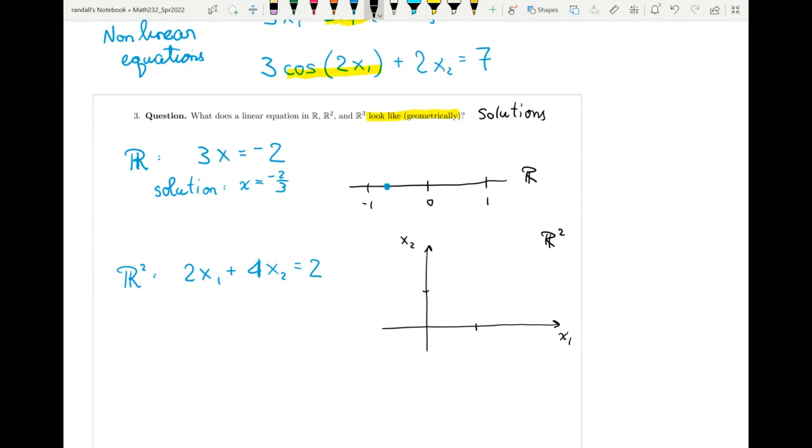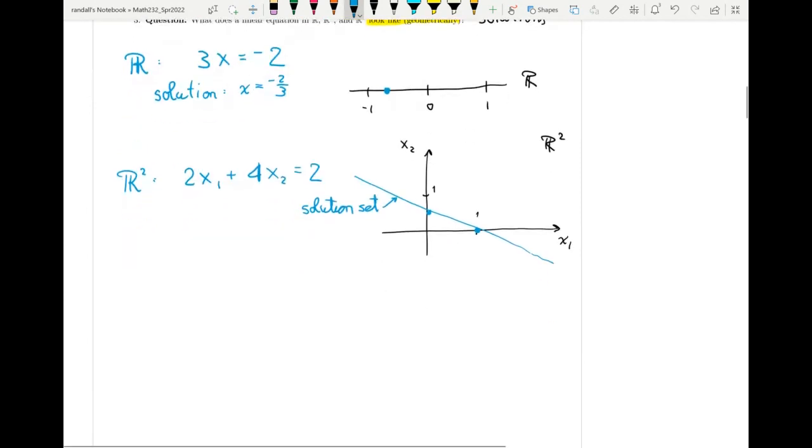So let's sketch this line. I'll just put down a few fiducial marks here. There's 1 and there's 1. And I'll just plot the x1 and x2 intercept. The x1 intercept is this point 1. Maybe I'll put it in blue. There it is. And the x2 intercept is 1/2, so it's here. I'll draw a line through that, and this is what we mean when we say, what does a linear equation look like in R2? We mean the solution. And now it's not a single point, so I'm going to use the terminology that we will introduce later on. The solution set is that line.